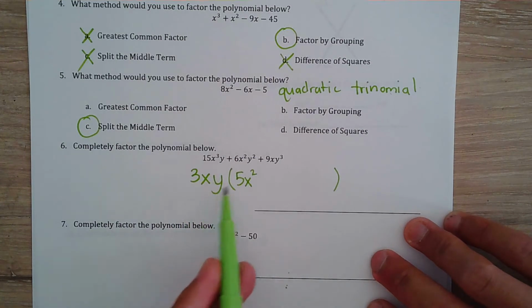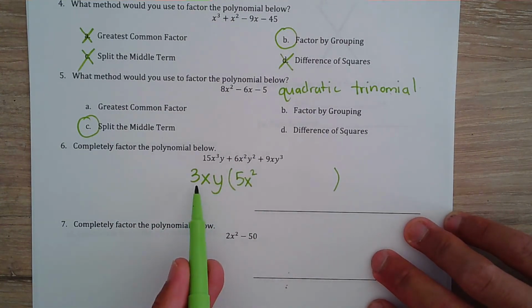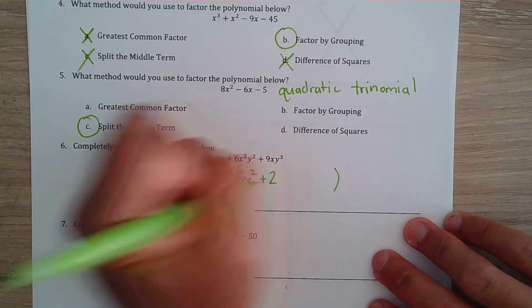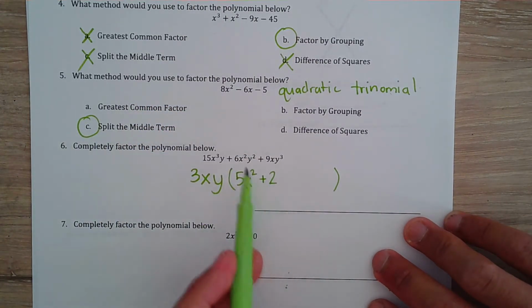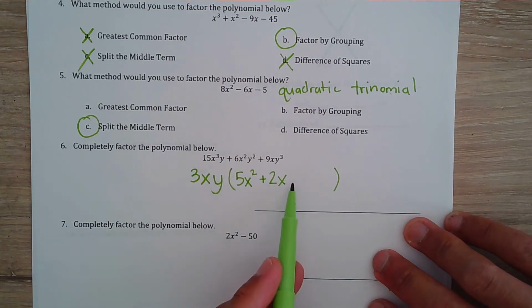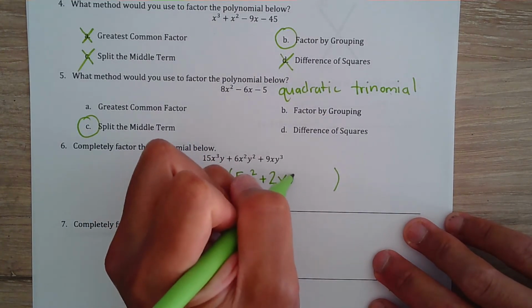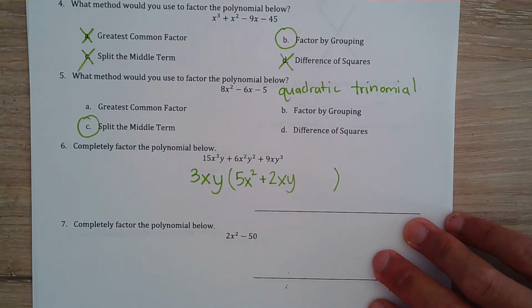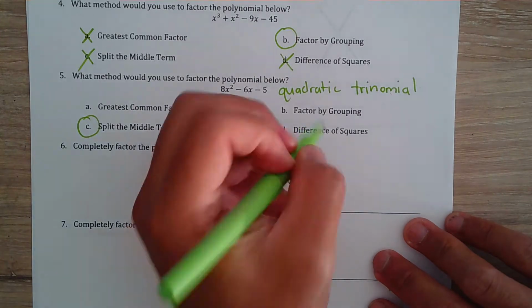So let's think of this next term. We have 3 times something gives us 6. That's positive 2. X times something gives us x squared. That's an x. Y times something would give us y squared. That's a y. And then lastly, our last term, 3 times something gives us 9. That's a positive 3.